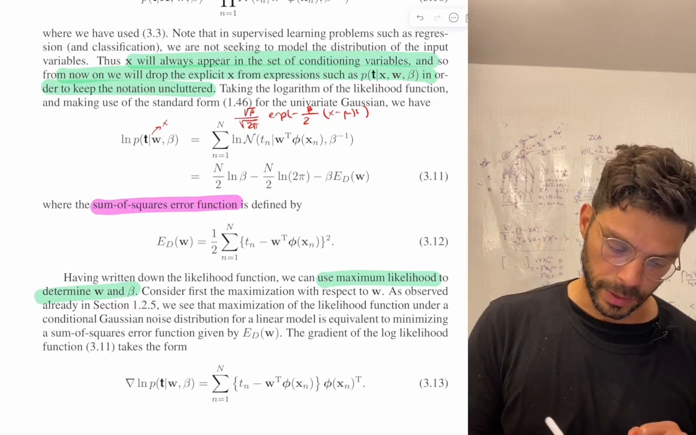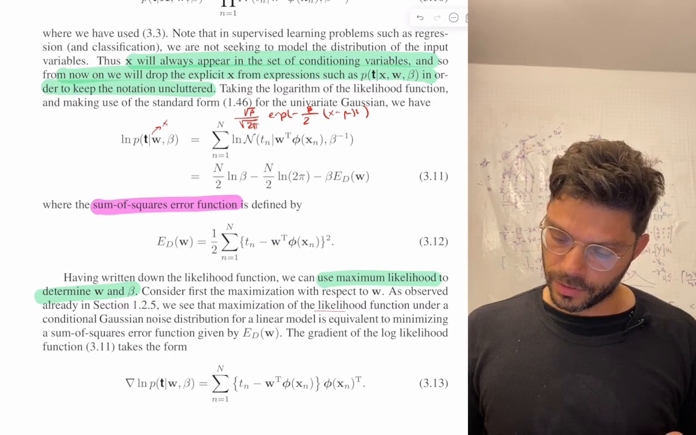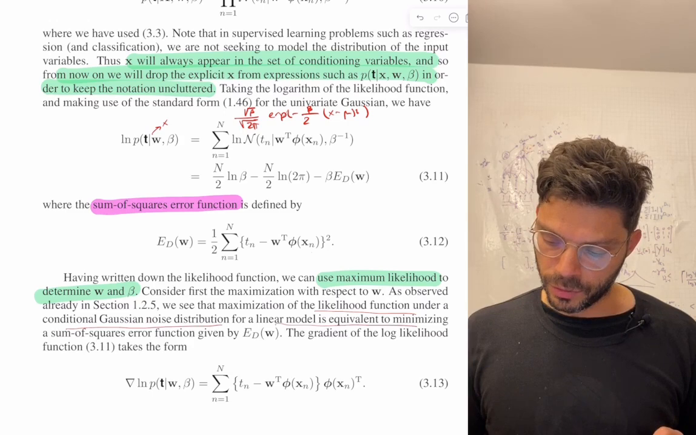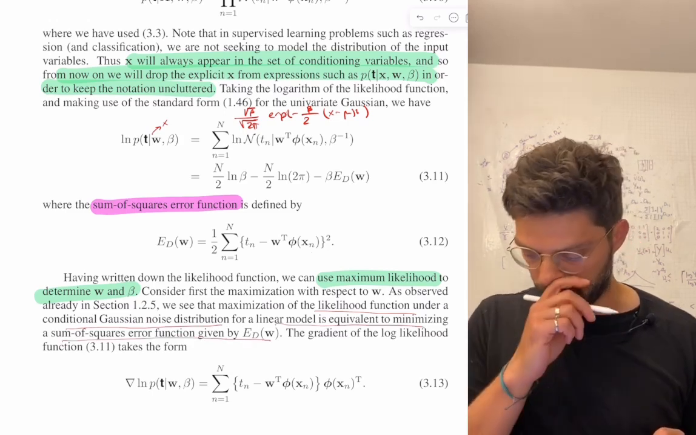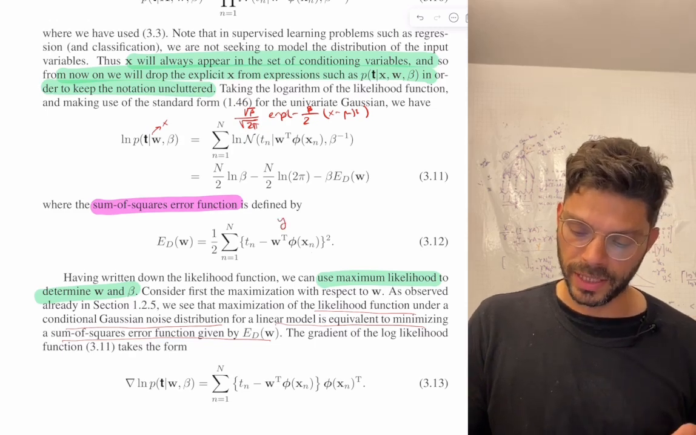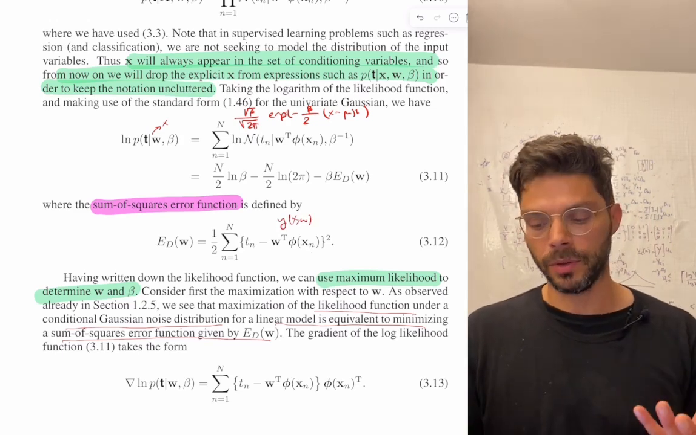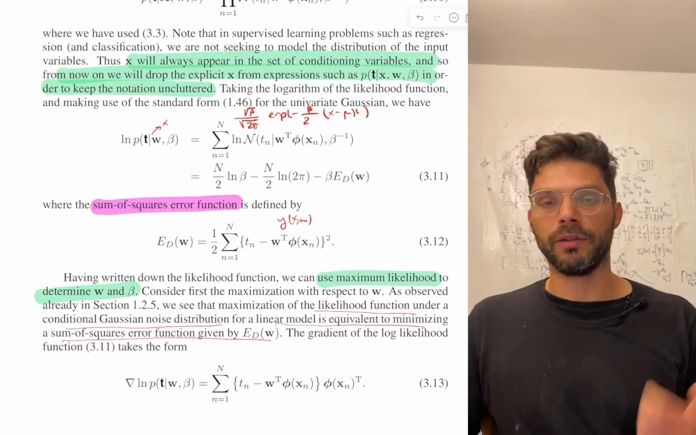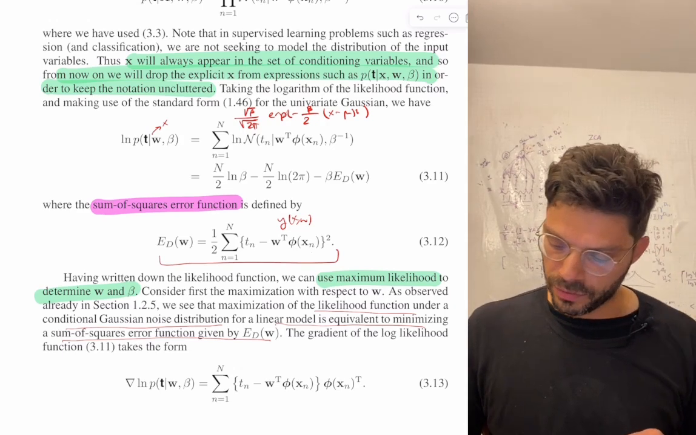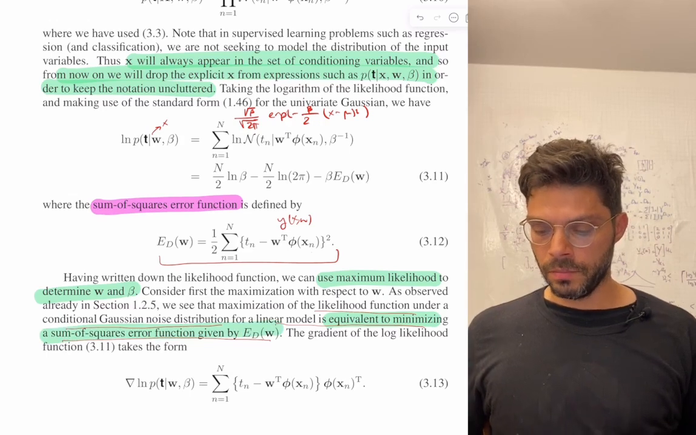So the only thing I was questioning was the statement that maximizing the likelihood under a conditional Gaussian noise distribution for a linear model is equivalent to minimizing a sum of squares error function given by E_D of W. That's true. I was going to say it doesn't need to be a linear model. It could be anything, and it'll still have a sum of squares. The dependence on W could just be more complicated. But certainly for a linear model, that's what we're going to get. So let's highlight this: that is equivalent to minimizing a sum of squares error function given by that. Okay, simples.